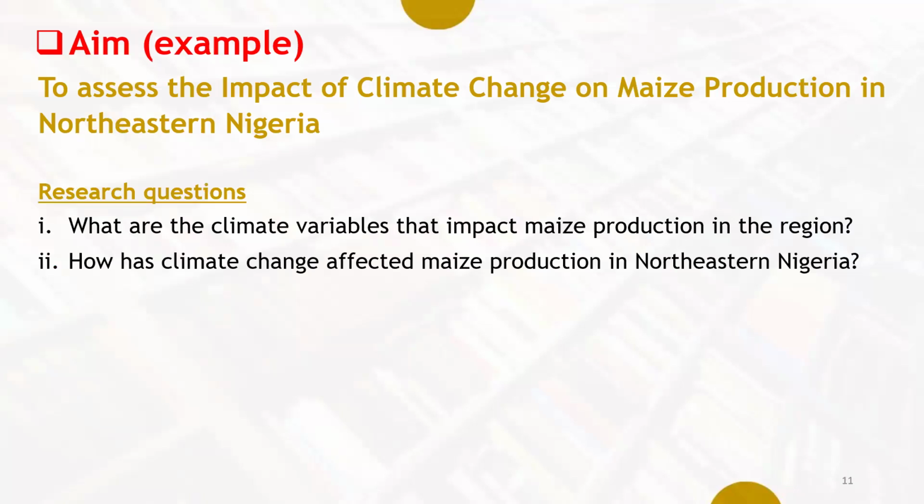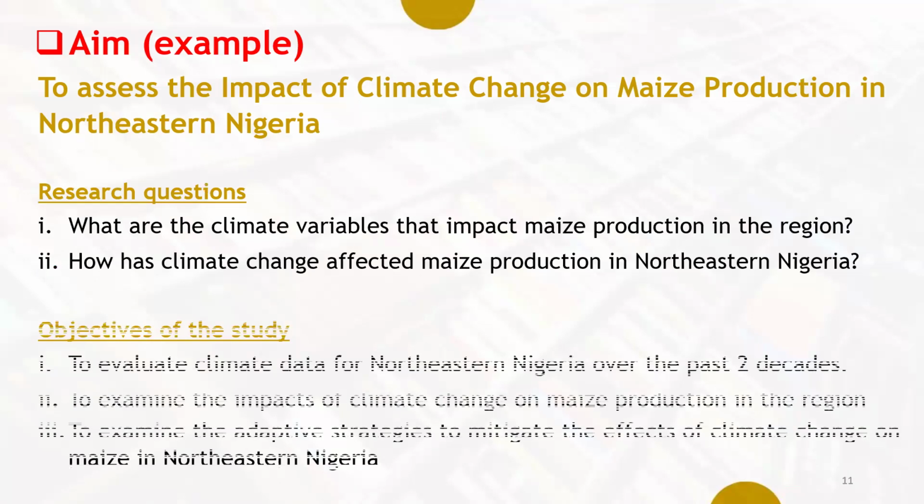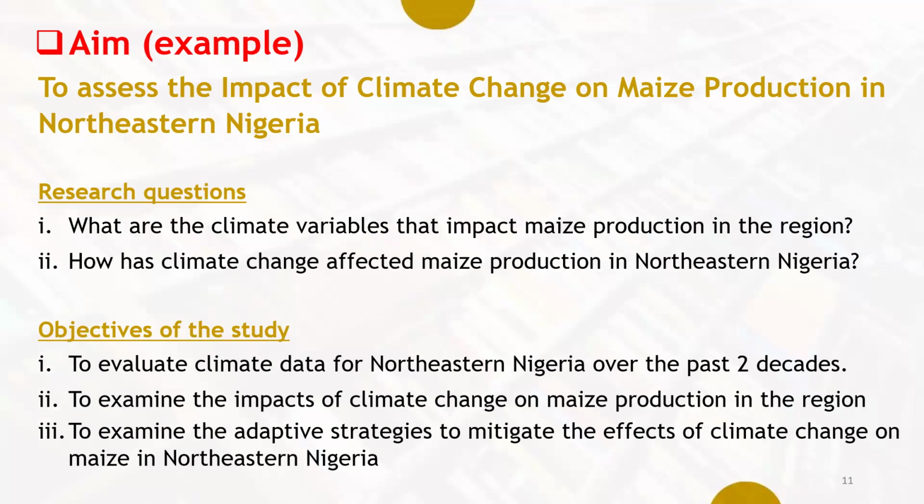northeastern Nigeria? The proposed objectives of the study might look like this: to evaluate climate data for northeastern Nigeria over the past 2 decades, to examine the impact of climate change on maize production in northeastern Nigeria, to examine the adaptive strategies to mitigate the effects of climate change on maize in northeastern Nigeria.